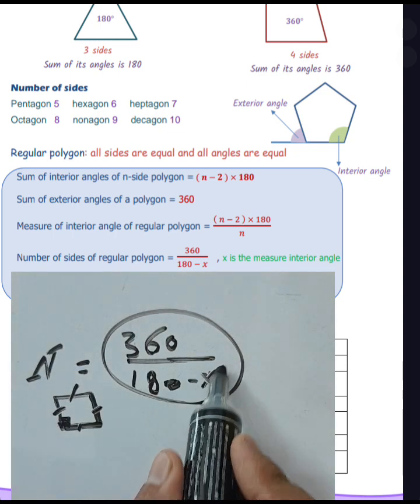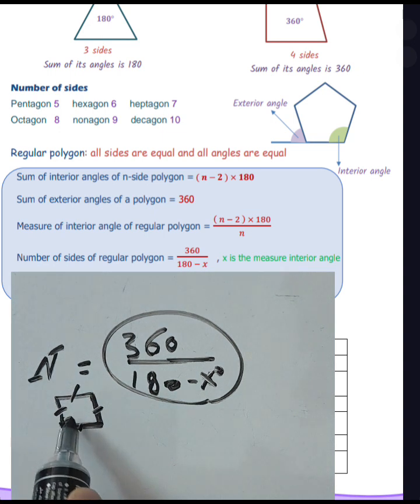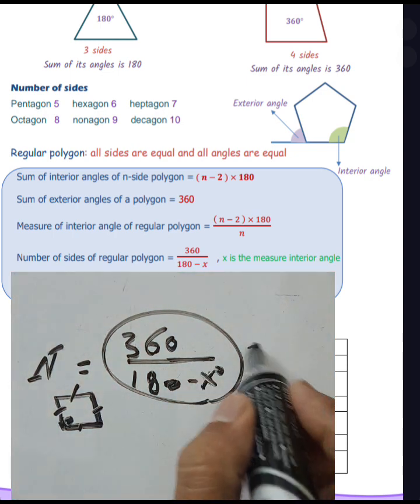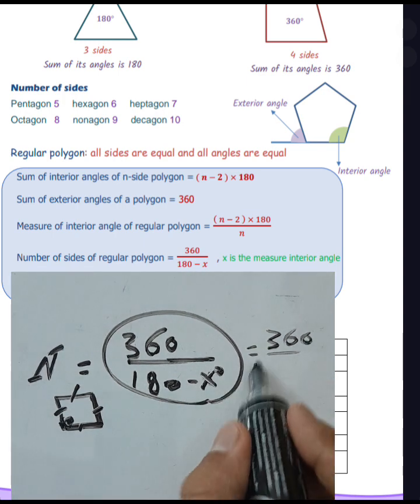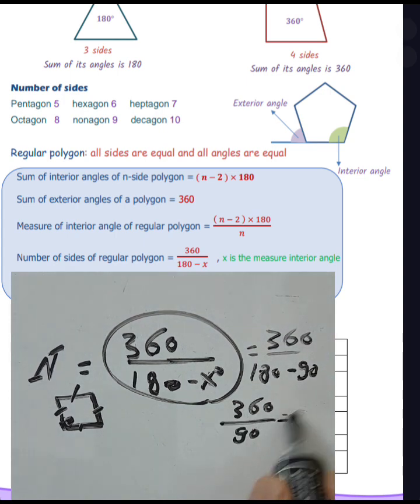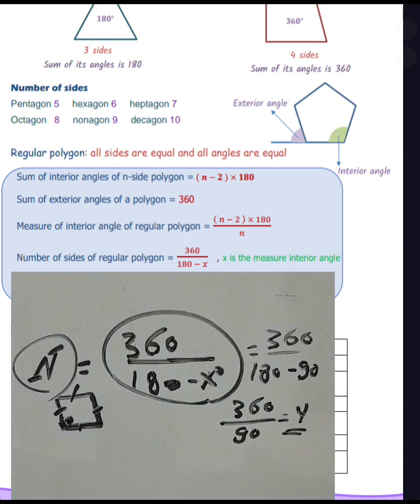X here refers to the measure of each angle in this regular polygon, such as a square. Each angle equals 90 degrees. Then you can put x equal 90 degrees, so 360 divided by (180 minus 90) is 360 divided by 90, which is 4 sides. Then to find the number of sides of a regular polygon, you must use this rule, 360 over (180 minus x), where x is the measure of the interior angle.